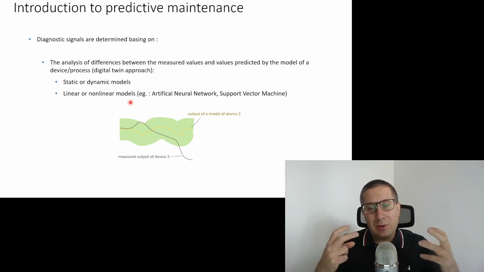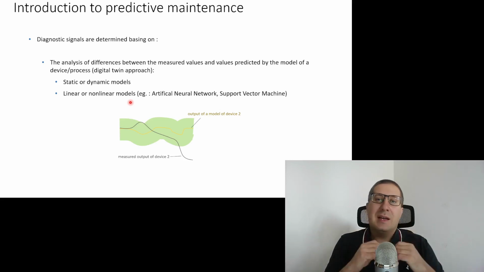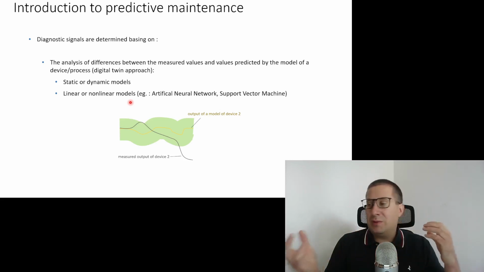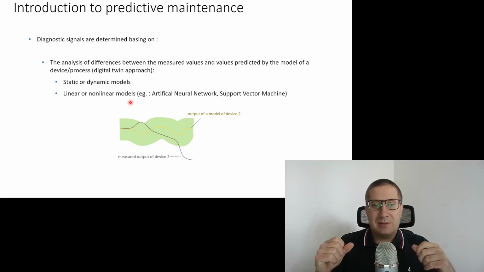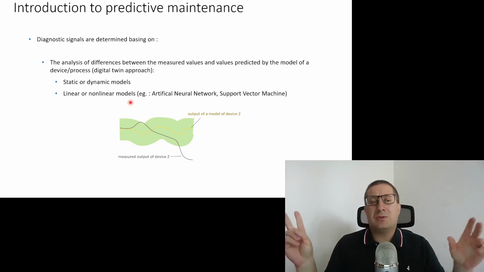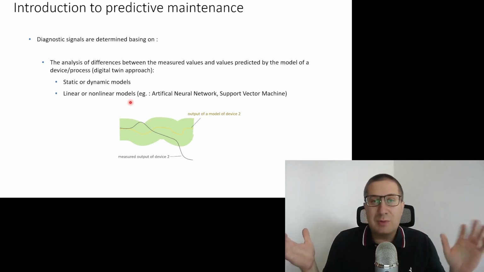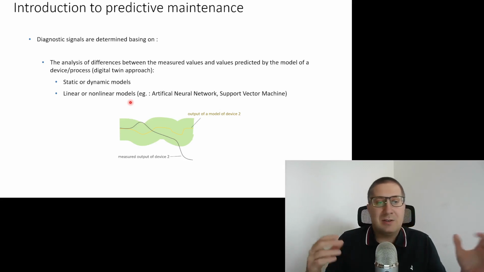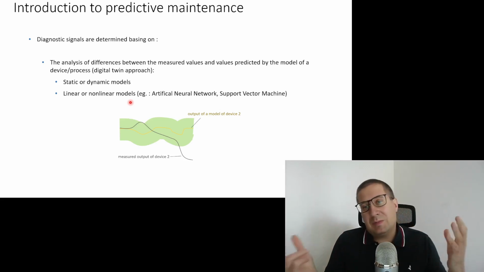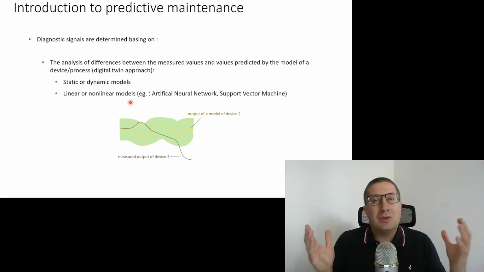So the model captures all those relations, and if there is a difference between the model output and the measured value of a particular parameter, then such a difference can be a diagnostic signal. So this is the digital twin approach. We can use very simple models, static or dynamic, depending on whether we have to consider dynamics or we can skip it.